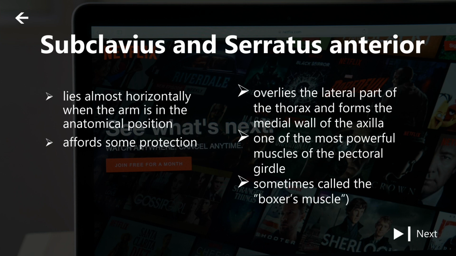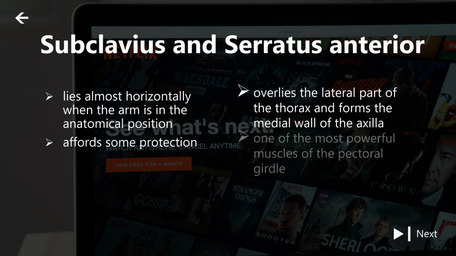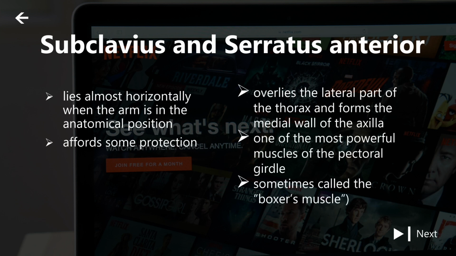The subclavius and the serratus anterior. The subclavius lies in the anterior wall of the axilla, almost horizontally when the arm is in the anatomical position. This small round muscle is located inferior to the clavicle. It affords some protection to the subclavian vessels and the superior trunk of the brachial plexus if the clavicle fractures.